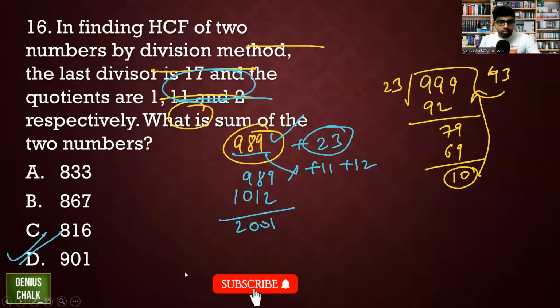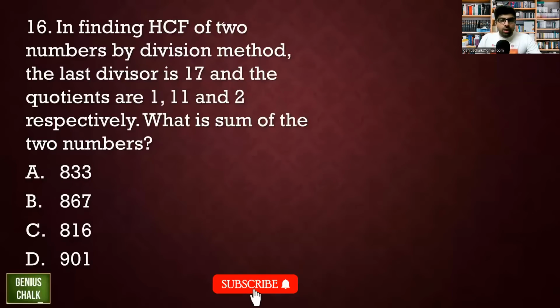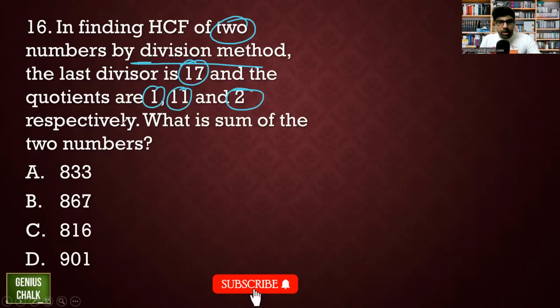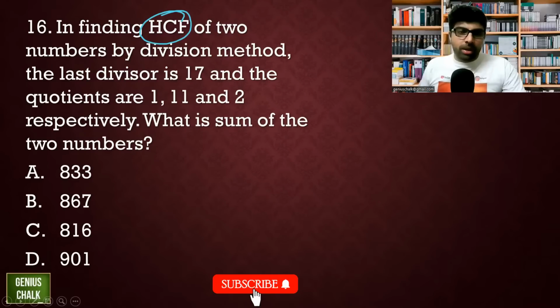Next question. In finding HCF, now this is a new type. In finding the HCF of two numbers by the division method, the last divisor is 17 and the quotients are 1, 11 and 2 respectively. What is the sum of the two numbers? It's a very good question. It's a reverse of what we have learned. It is asking about the basic method. What is the basic method? The basic method is that we use the division method.